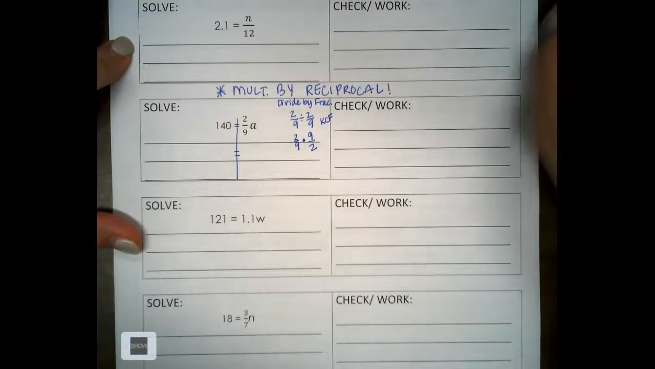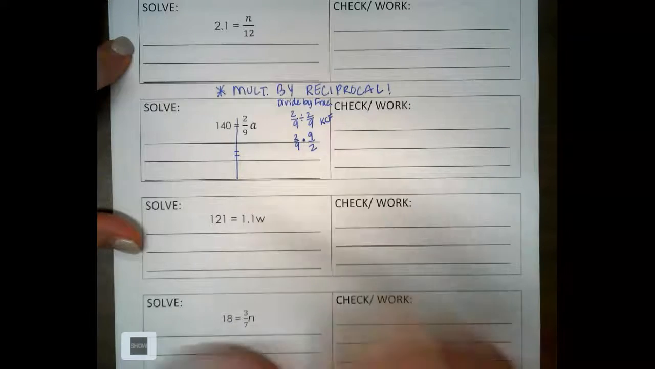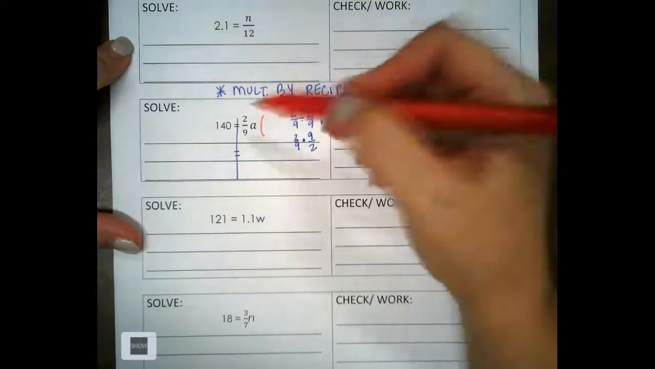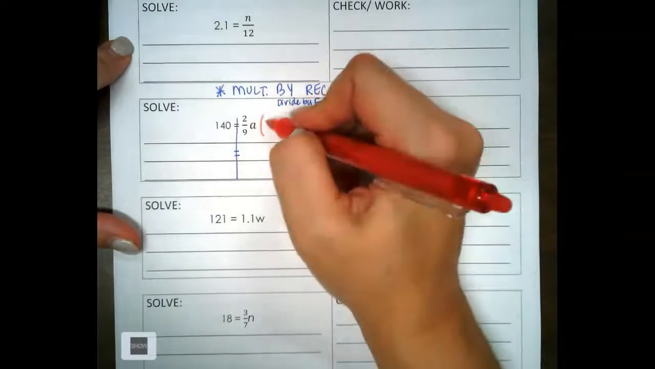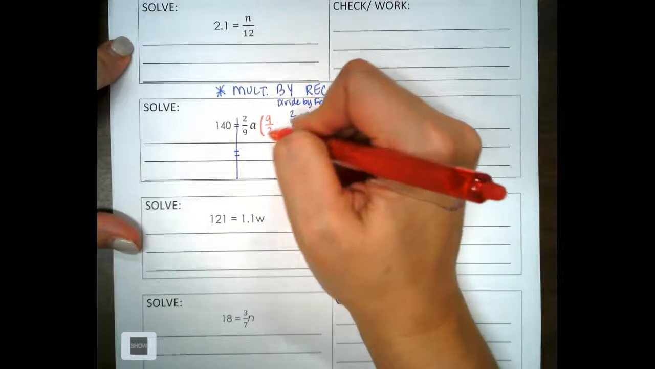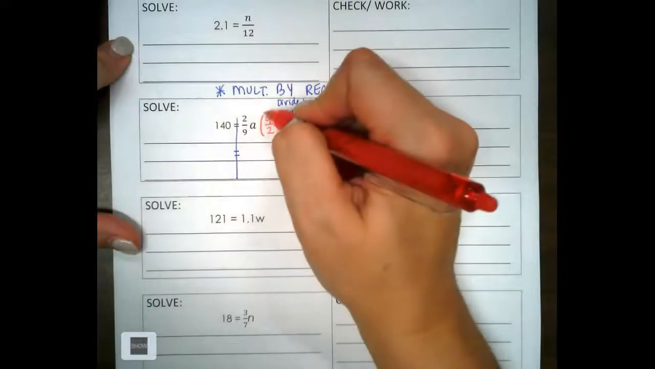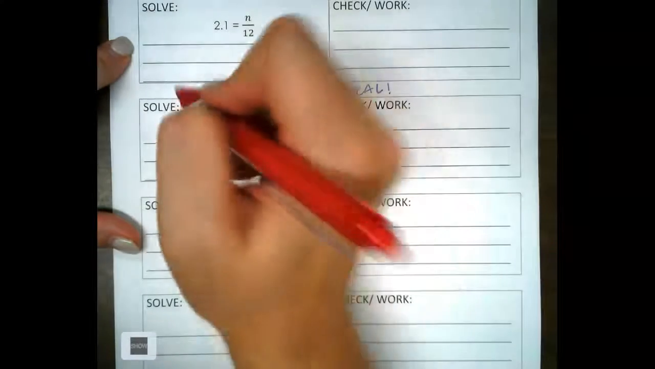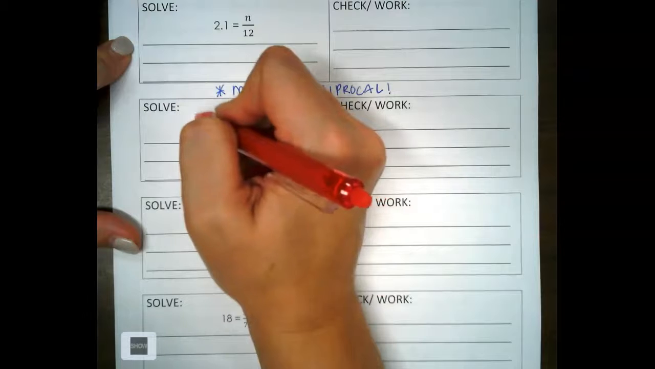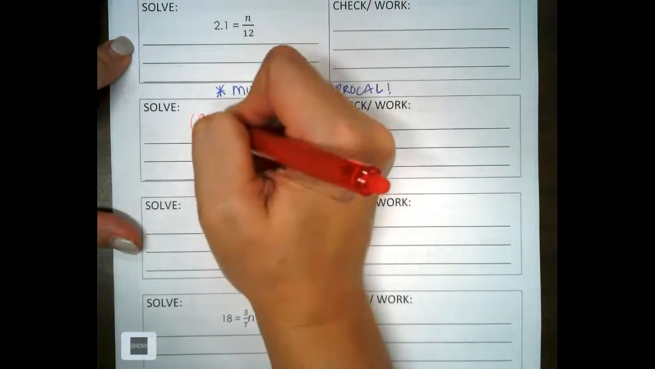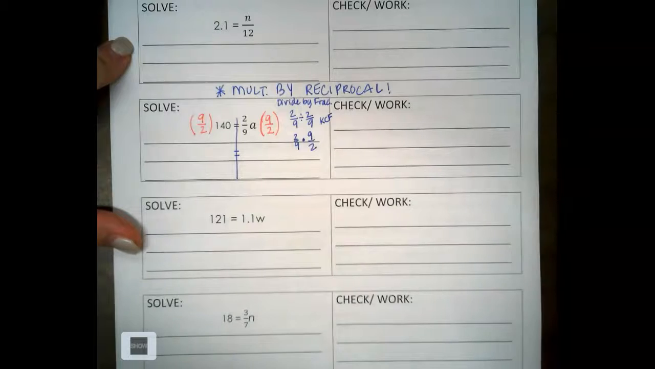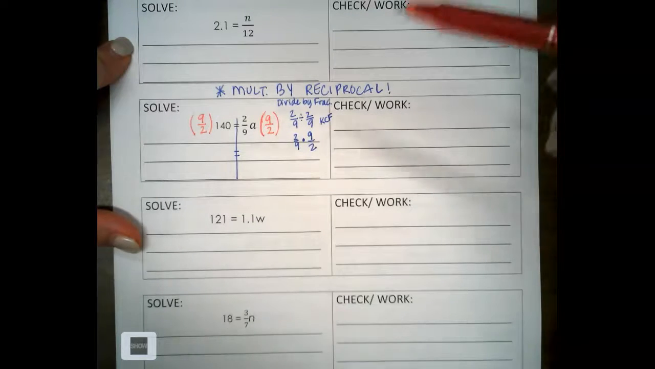Again, we're going to put that on the side. And I'm going to use parentheses because a dot looks kind of crazy. So the reciprocal of 2/9 is 9 over 2. Okay. Now, if I do that on the right side, I do it on the left side. So I'm going to multiply it by 9 over 2. And it looks really crazy, but I promise it'll make sense in just a second.